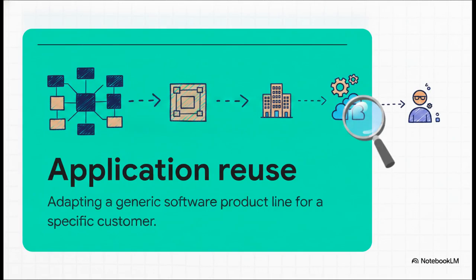Stepping down one level, we hit application reuse. This is defined as adapting a generic software product line for a specific customer. In this scenario, you have a core software architecture that already exists, but it just needs to be tweaked to suit the distinct behavior required by an individual client. You might incorporate an application without changing it much, or you might heavily configure a generic version so it perfectly aligns with the specific business rules of the customer you're working with.